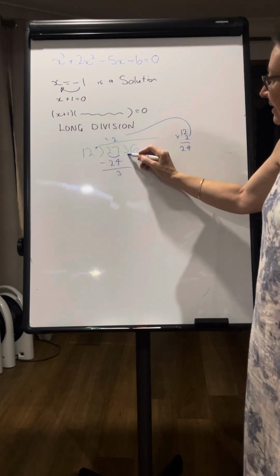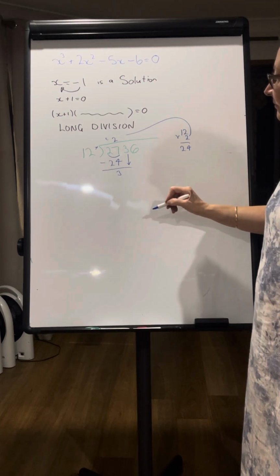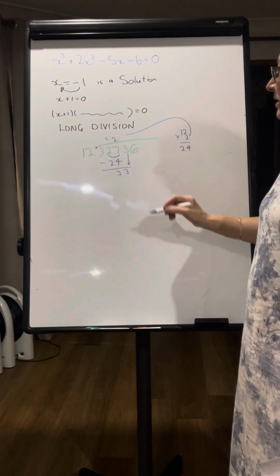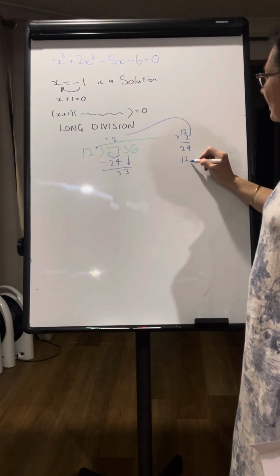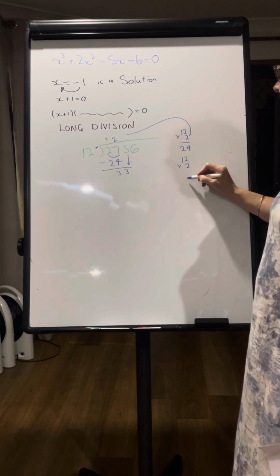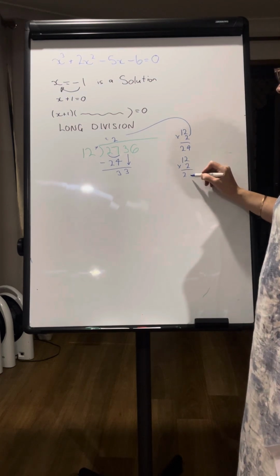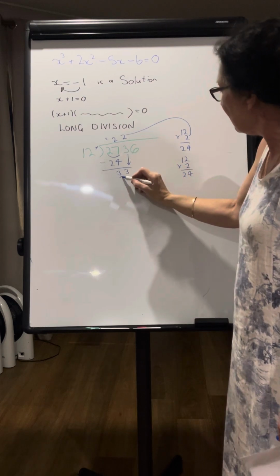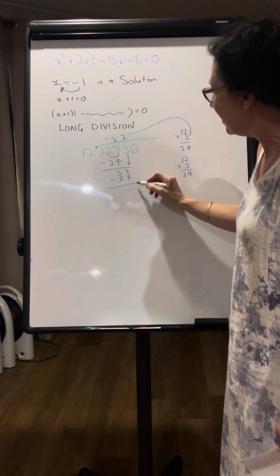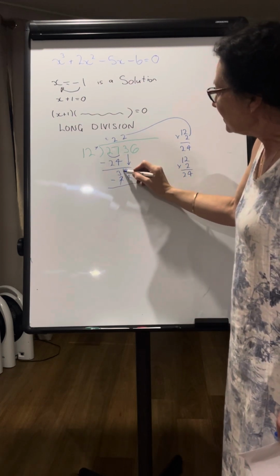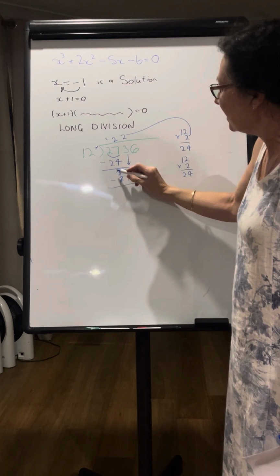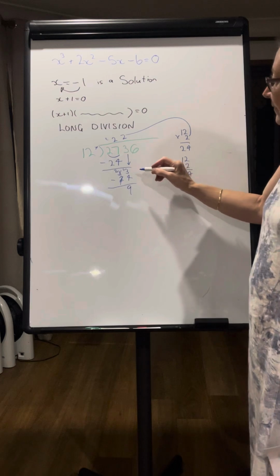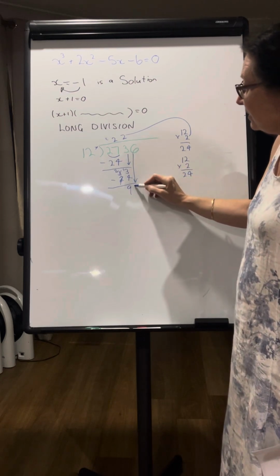Then we bring down, and we go, okay, how many 12s in 33? We go, 12 times 2 still, because 12 times 3 is 36. So you put the 2 up the top, and we bring 24 down, and we minus. 33 minus 24 is 9. And then I go, 12 doesn't go into 9, which is good. 96.